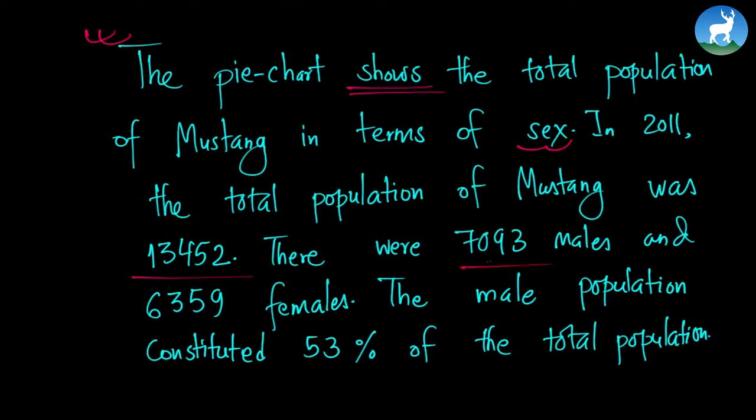There were 7,093 males and 6,359 females. The male population constituted 53% of the total population. So this is how you can analyze a pie chart. Now let us understand how to draw a pie chart.